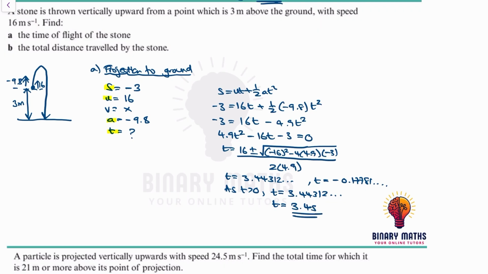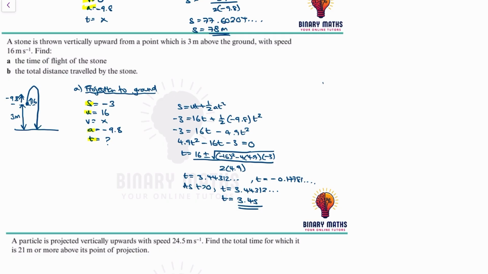The total distance travelled by the stone. So what I need to do is find first up to the highest point. So if I find out the journey from here to here, then I know the distance travelled from there. So at the highest point we know v is equal to 0. So projection to highest point.